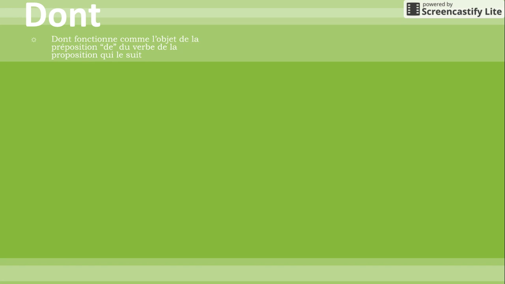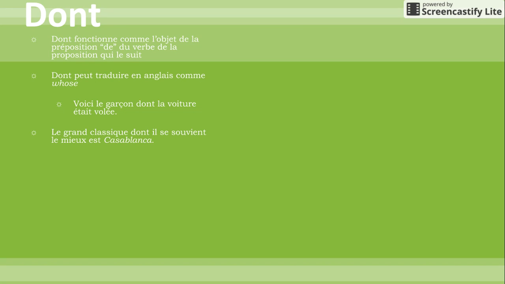Now we have the relative pronoun dont. It's also going to function as an object, but in situations where we have a verb phrase that ends with de. Often we're going to translate this to whose in English. Voici le garçon dont la voiture est volée. Here is the boy whose car was stolen. But you don't always have to translate it that way.